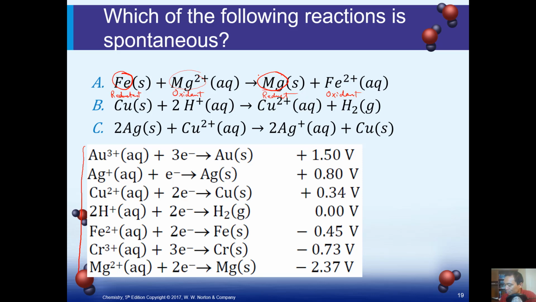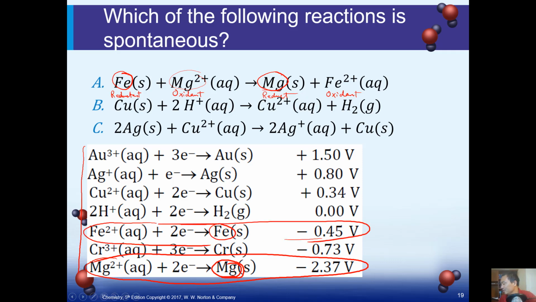So when you look at those 2 reduction potentials over here, magnesium is more negative than that of iron. Iron is less negative. So this means through these 2 equations, we do know magnesium being more negative in the reduction potential, magnesium is a better reductant. So this is the better reductant, and this is the weaker reductant. So this reaction is not spontaneous, because only when you have a stronger reductant reacting with a stronger oxidant, the reaction will be spontaneous, or else it will be non-spontaneous.